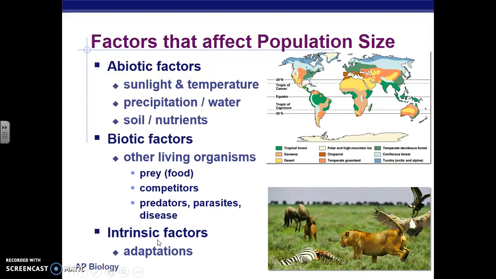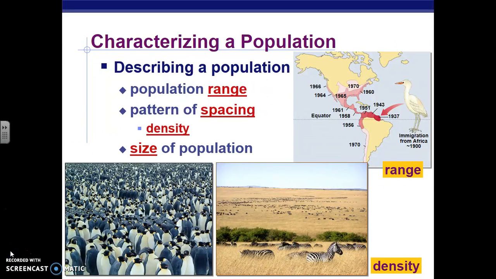And again, often the ability of a population to adapt has to do with the genetic variability in the population. The greater the genetic variability, the more likely that a population will be able to adapt to the changing conditions of an environment.